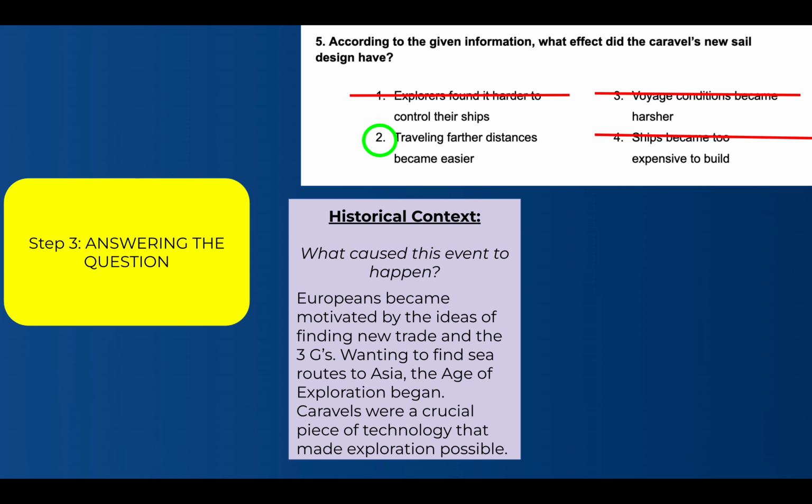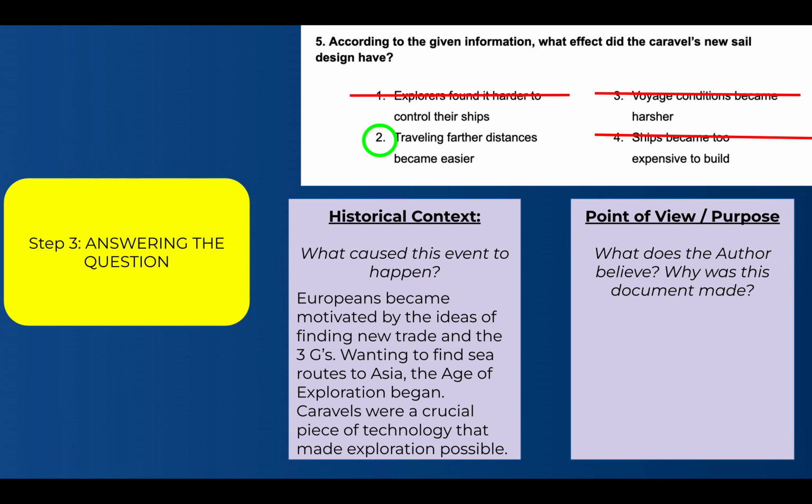Historical context: Europeans wanted to find a new trading partner. They're motivated by spreading religion, becoming wealthy, for pride, the 3 Gs. So they go off to find sea routes to Asia. The Age of Exploration begins, and the caravel was a crucial part of this. This is what's going on in this time period.